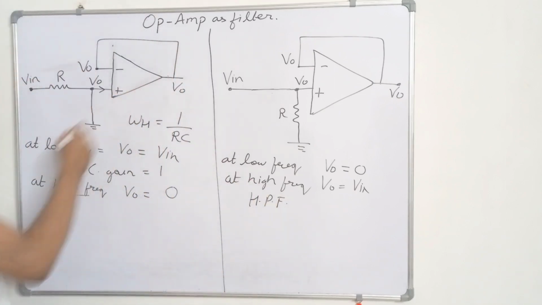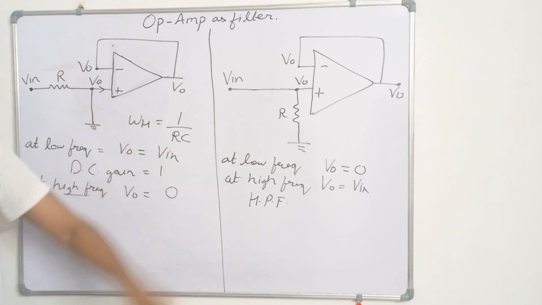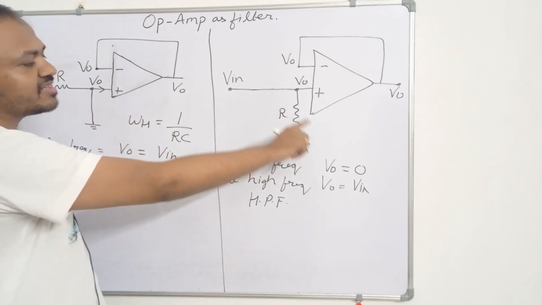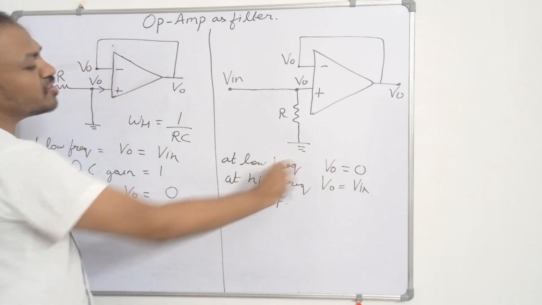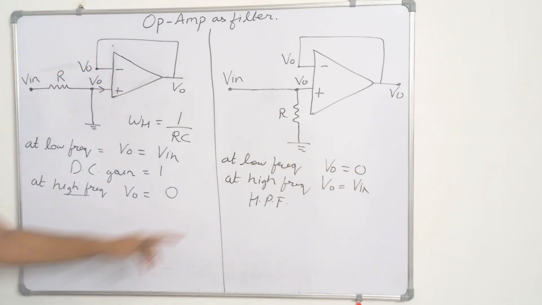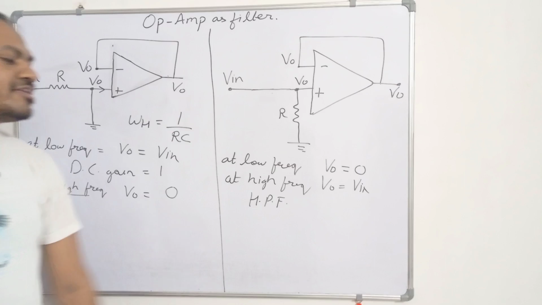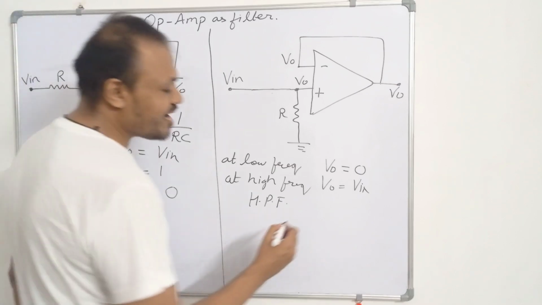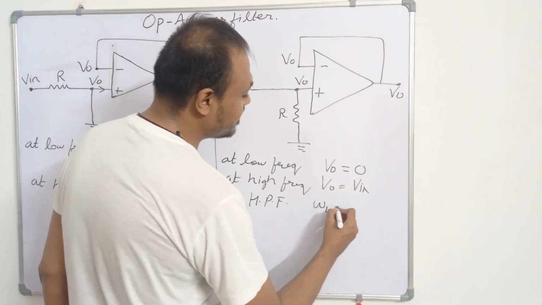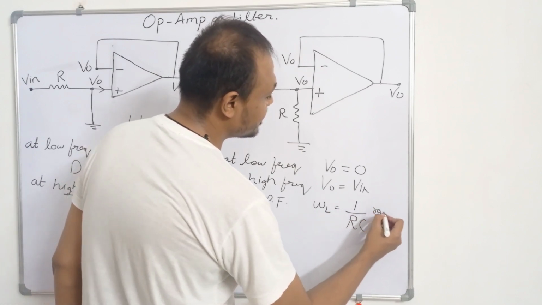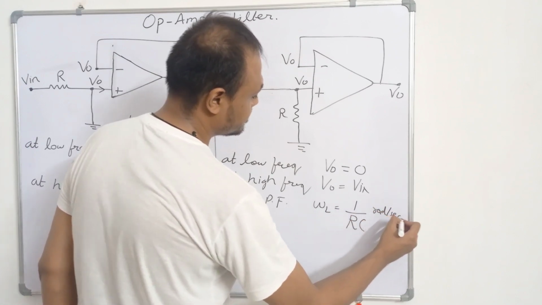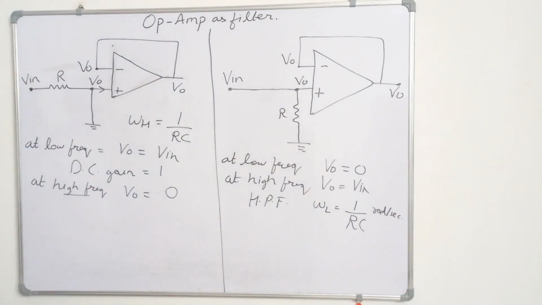This is your low pass filter. This is your high pass filter. So the low frequency is totally blocked because at low frequency we have no output voltage and at high frequency V naught equal to V in. So this works like a high pass filter. Omega L equal to 1 upon RC radian per second. This is the cutoff frequency.